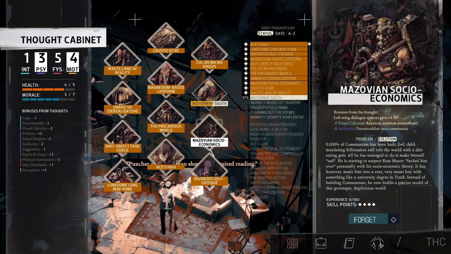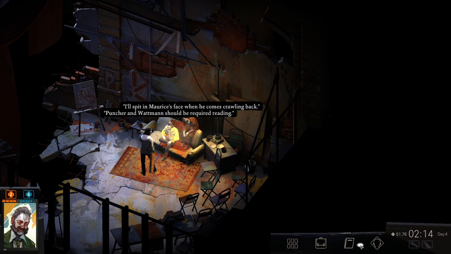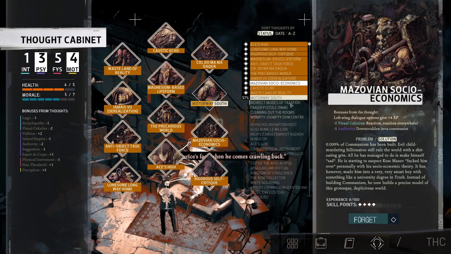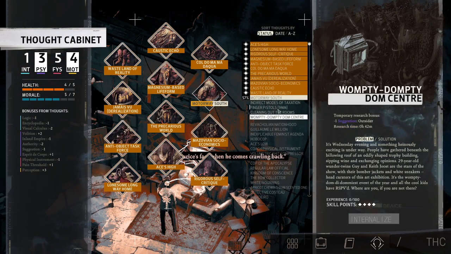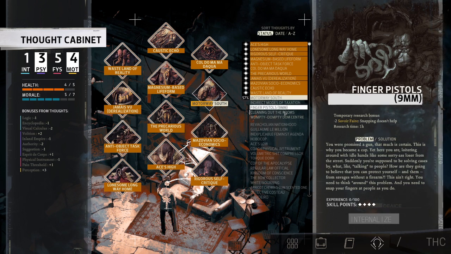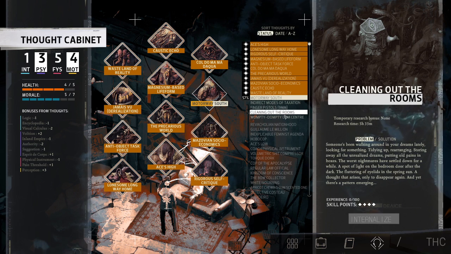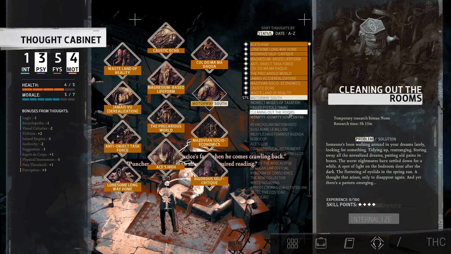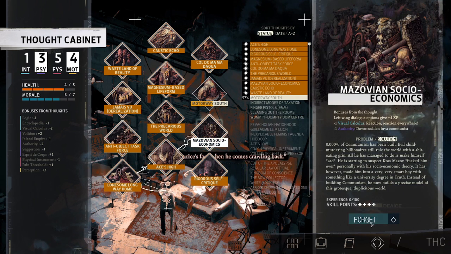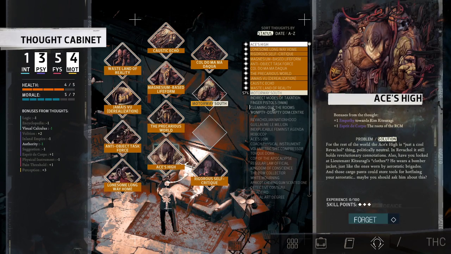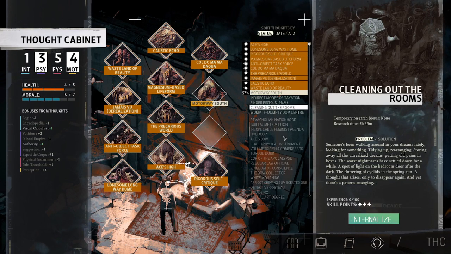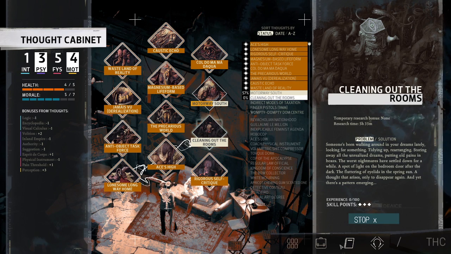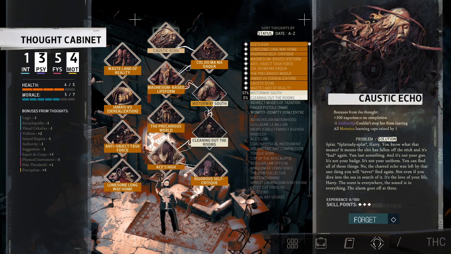Okay, let's keep this thought in just in case, and maybe we can keep talking to these guys. Actually, no, I'm okay with getting rid of it. We can continue our conversation and maybe complete one of these thoughts. Cleaning out the rooms. I really want to do that one. Probably don't have enough time for that. Maybe we can do Humpty Dumpty Dom Center in the time we talk to them. Actually, talking to them makes a lot of time pass. So let's try cleaning out the rooms and we can cancel this. And let's do cleaning out the rooms. Internalize. Okay.